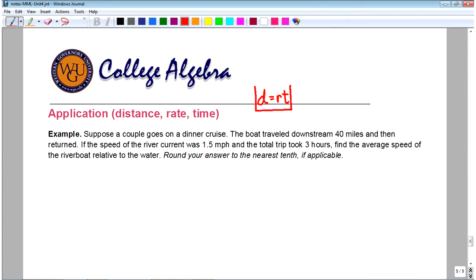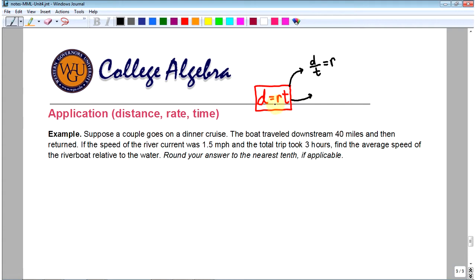Now, depending on the problem that you're given, you may need to alter this equation a bit. For example, you may need to figure out what your rate is equal to. Well, if I divide both sides of this equation by t, that would leave me with my rate r. So for example, when you're driving miles per hour, that's just a ratio of distance to time, so that will give you your rate.